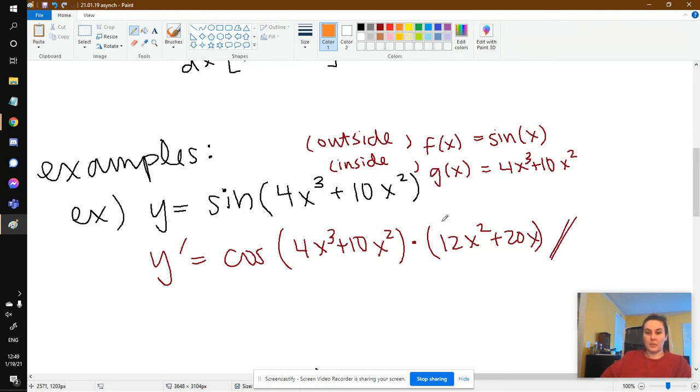You also might notice that I've been putting parentheses around this. That's necessary because we want this to be multiplied by all of this. So we needed to have parentheses.